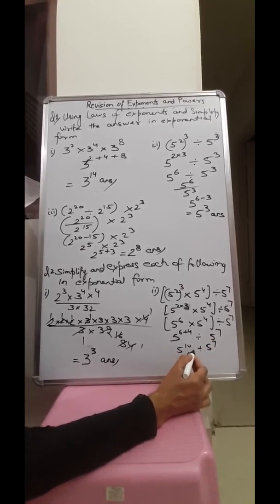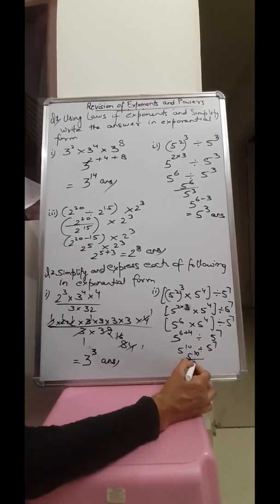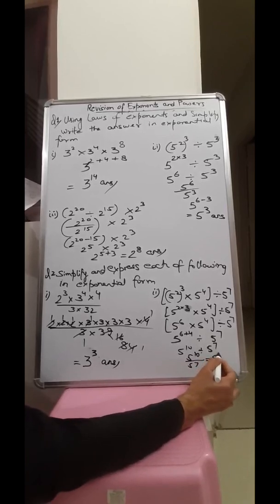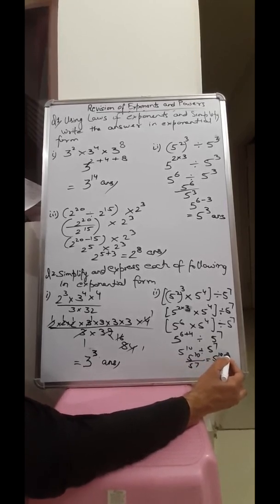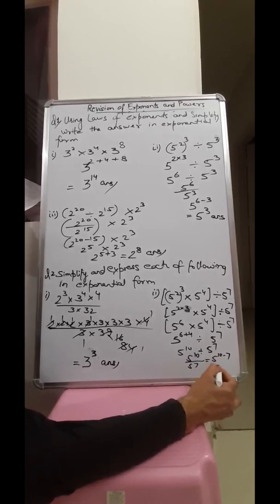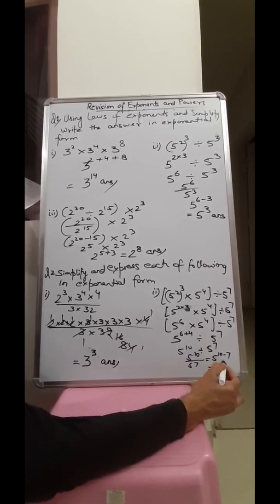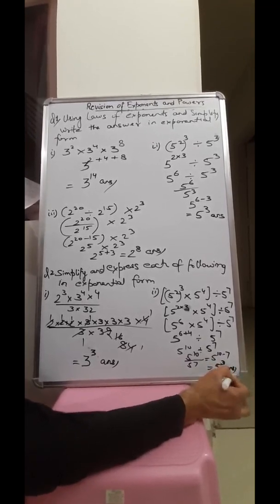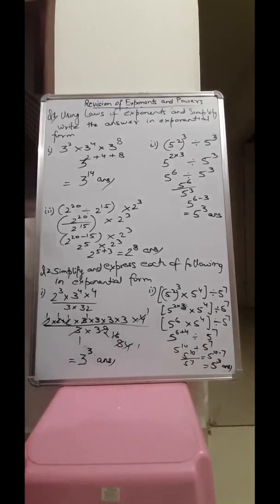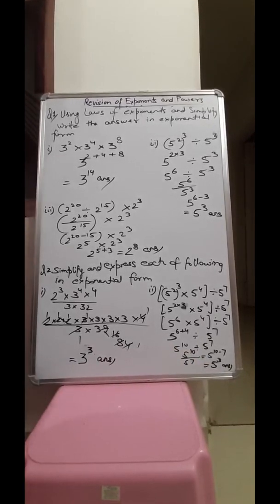This means 5 raised to power 10 upon 5 raised to power 7. So this means 5 raised to power 10 minus 7. So that will be 5 raised to power 3. So the answer will be 5 raised to power 3, because 10 minus 7 gives you 3. So 5 raised to power 3 is the answer.